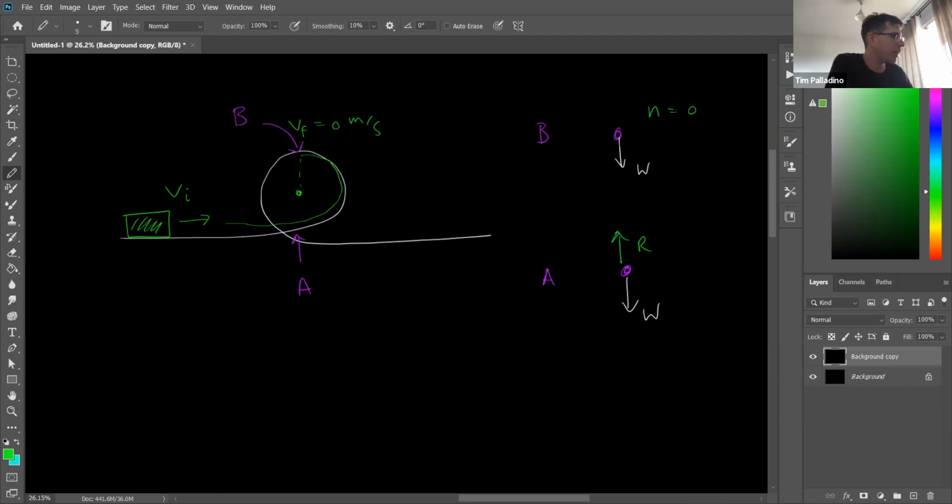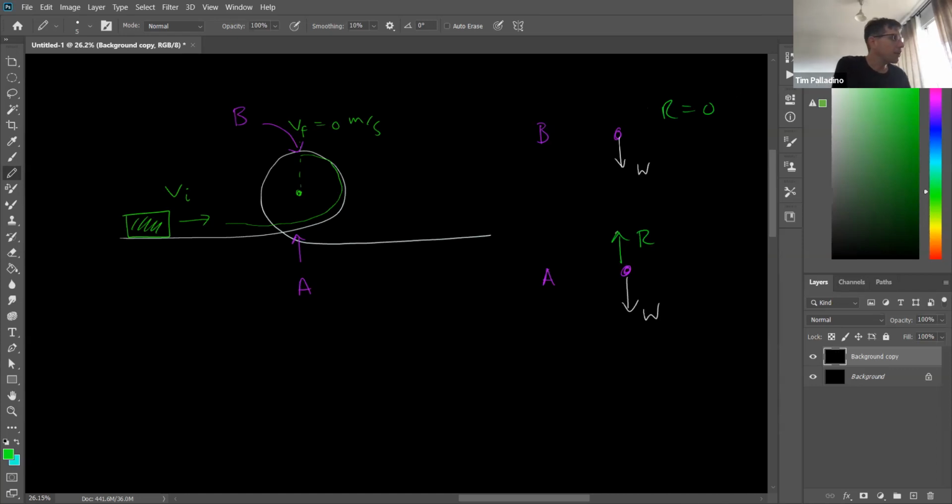So at the top, the normal force equals 0, because at that moment, that's when the wheels lose contact with the ground. Okay, so I'm going to give you maybe one more hint, and then I'm going to leave this problem for you guys to try and work it out.